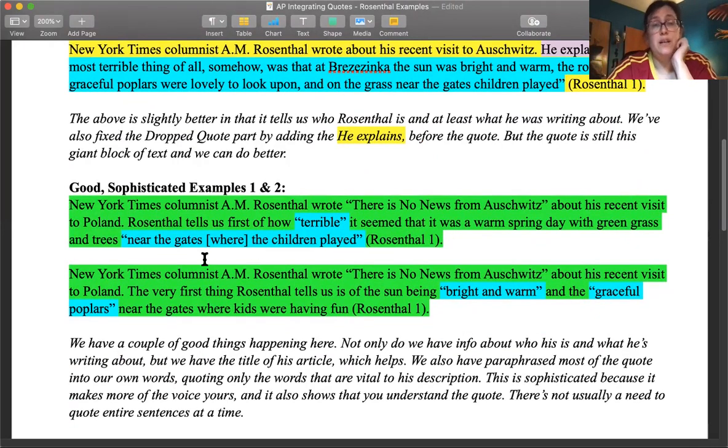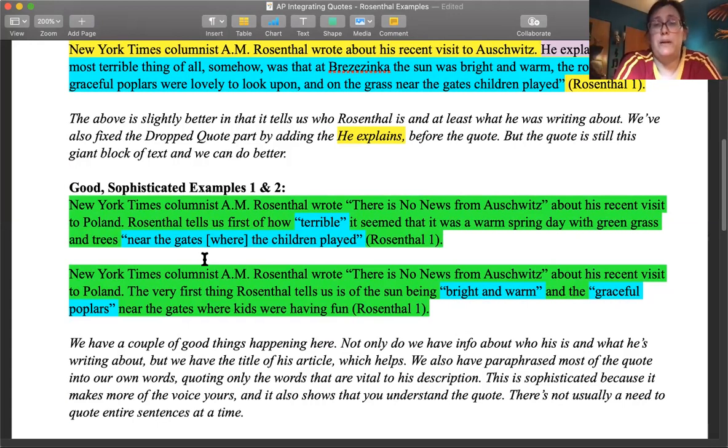Another example would be New York Times columnist A.M. Rosenthal wrote "There is no news from Auschwitz" about his recent visit to Poland. The very first thing Rosenthal tells us is of the sun being, quote, bright and warm, and, quote, graceful poplars near the gates where the kids were having fun.